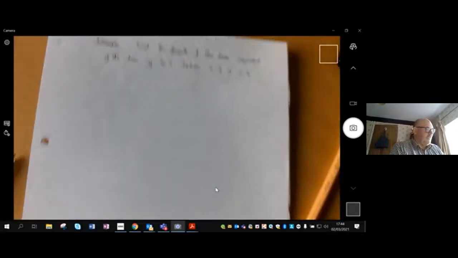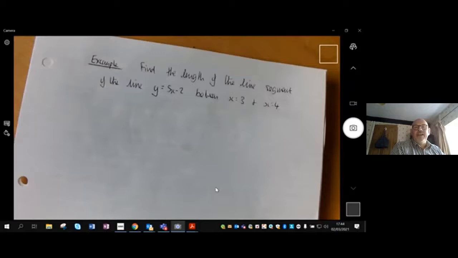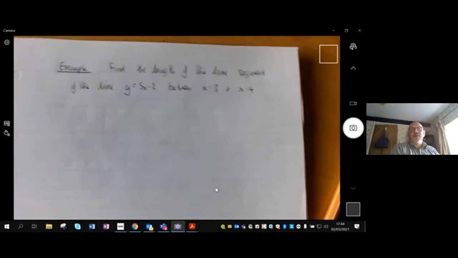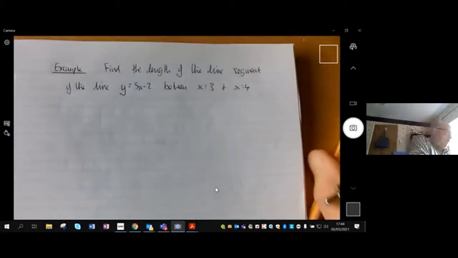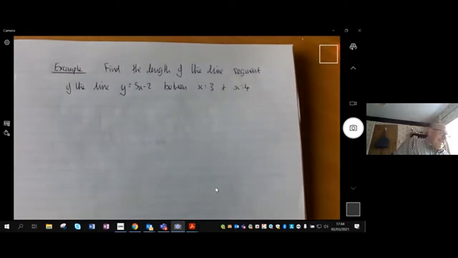Okay, which is fine. So here's an example. Find the length of the line segment of the line y equals 5x minus 2 between x equals 3 and x equals 4. Now it's slightly different because I need the y values, don't I? Again, it's the same question, find the length of a line, but asking you to think a little bit, because I need x values and y values.